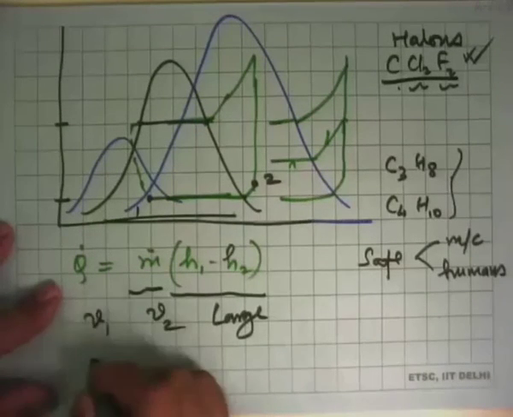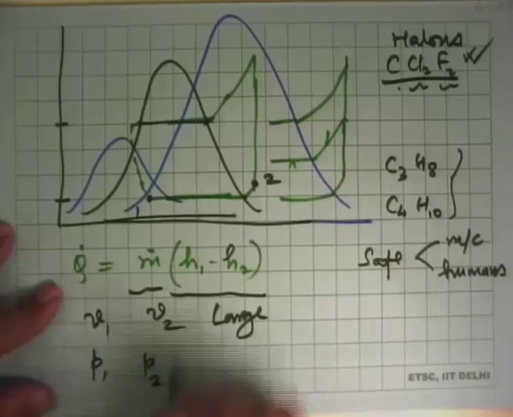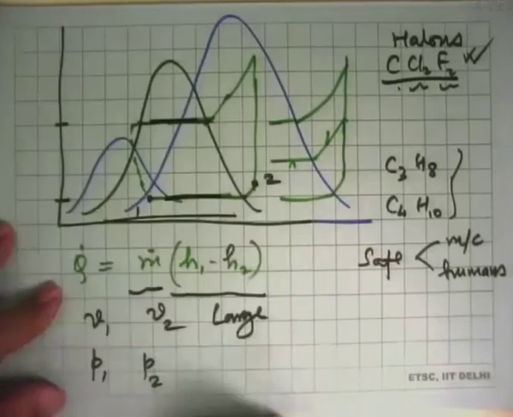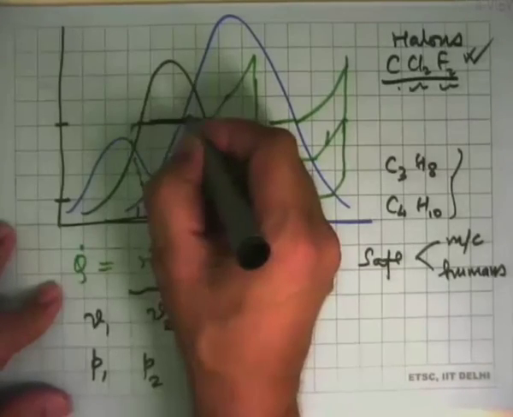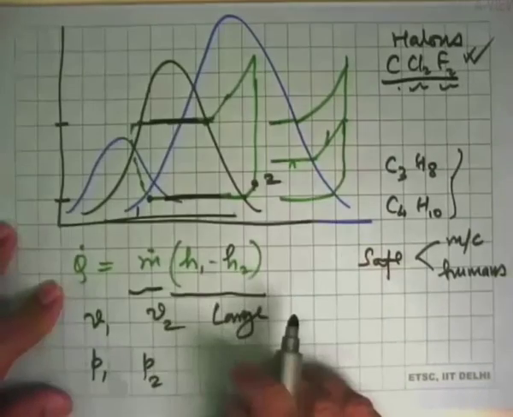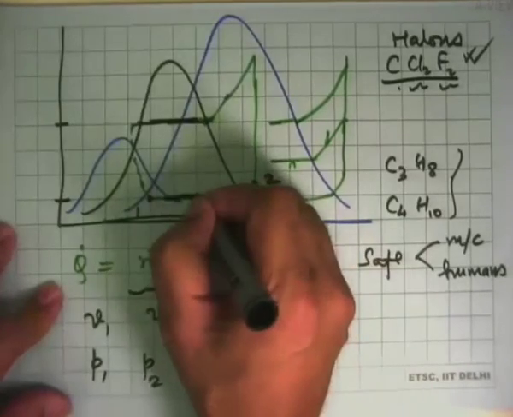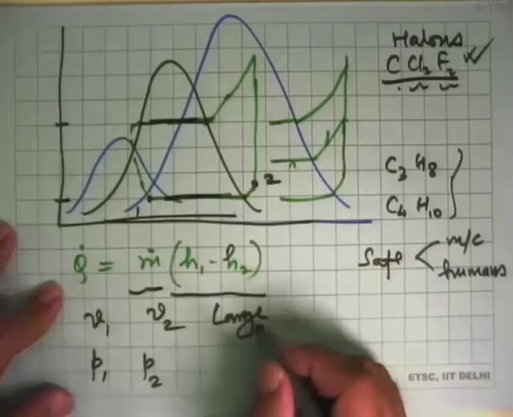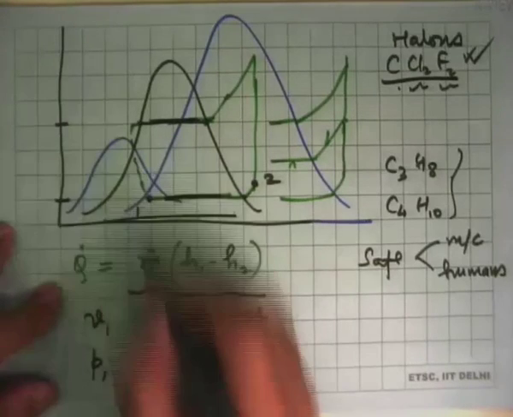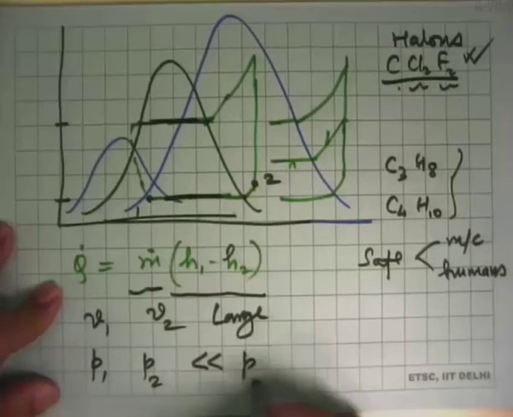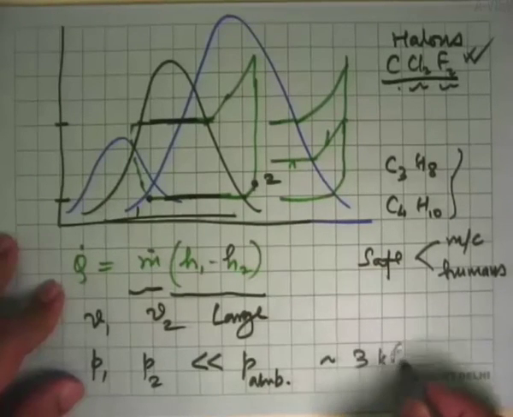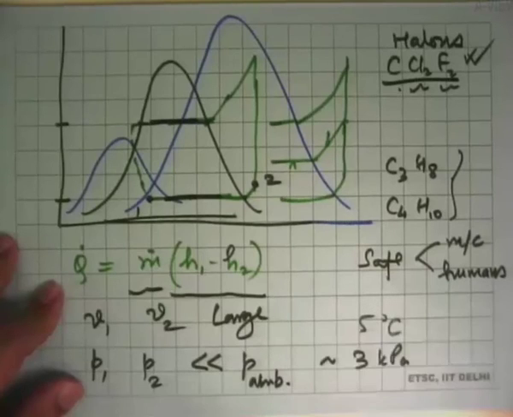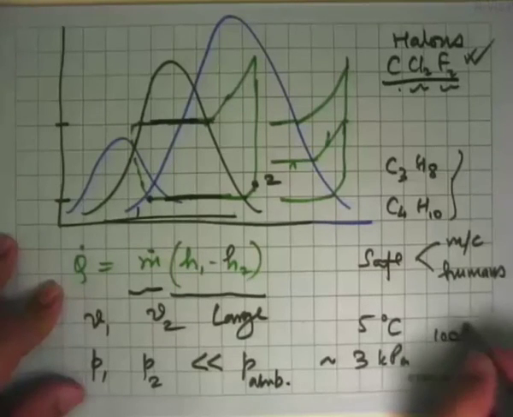Specific volume is one consideration. Then you look at the pressures that you get, the pressure here and the pressure here. For water, if I have, say, 80 degrees C here and 5 degrees C here, the pressure here is very, very small. So this pressure, P1, P2, they are very much less than ambient pressure. But this is of the order of, I think, 3 kPa at 5 degrees Celsius. Ambient pressure is 100 kPa.